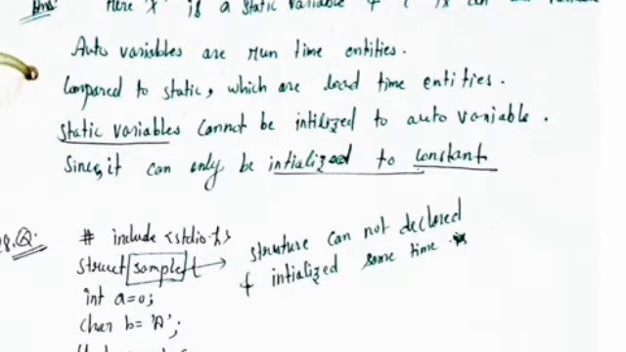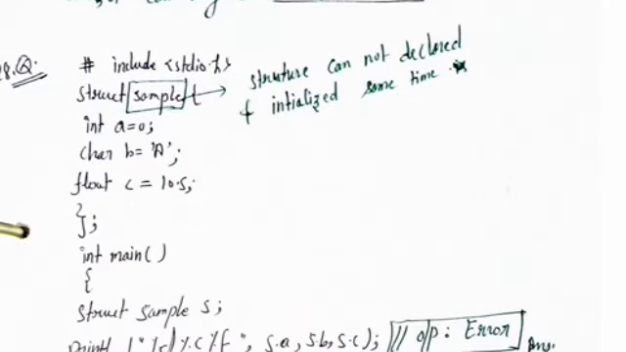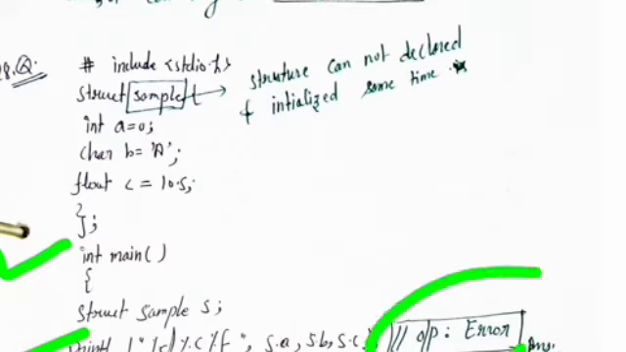Now come to the next question, question number 28. Here the line of code is given using a structure. So come to the main function. Here a structure sample, and print the values of %d, %c, %f, s.b, c. What will be the output of this program? The output of this program is an error. Why? Let's come to the solution of this program.